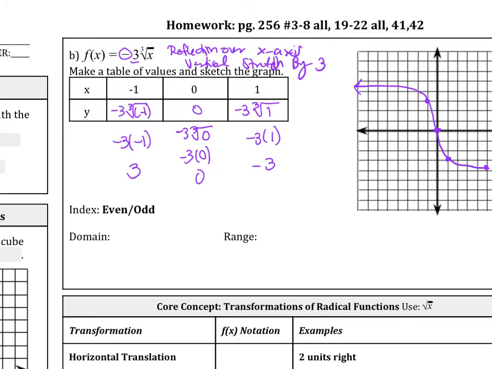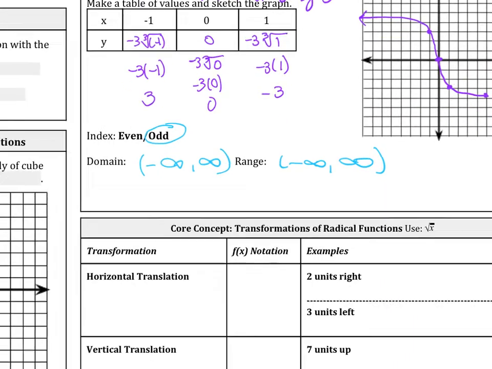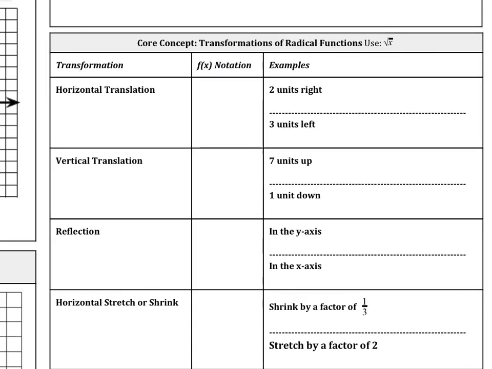Our domain for cubics are always going to be -infinity to infinity, and the range is the same because there's no restrictions. It never stops. Our index is odd because it's a cube root. Let's talk about transformations of radicals. So we're using square root of x. Horizontal translation means it moves left or right.